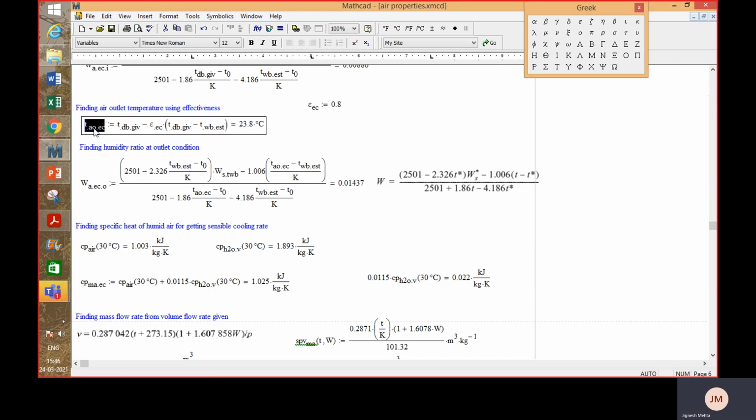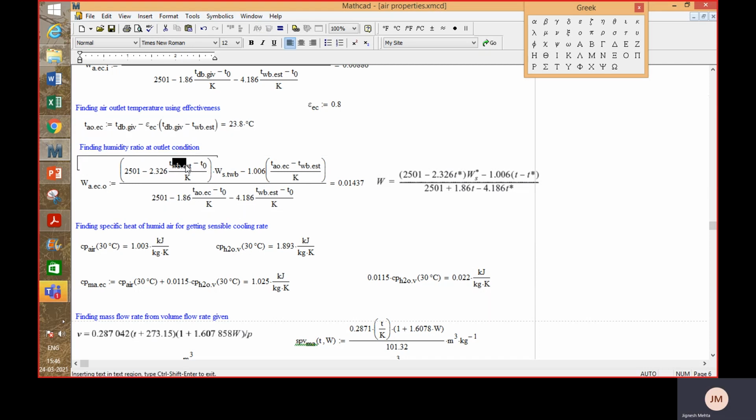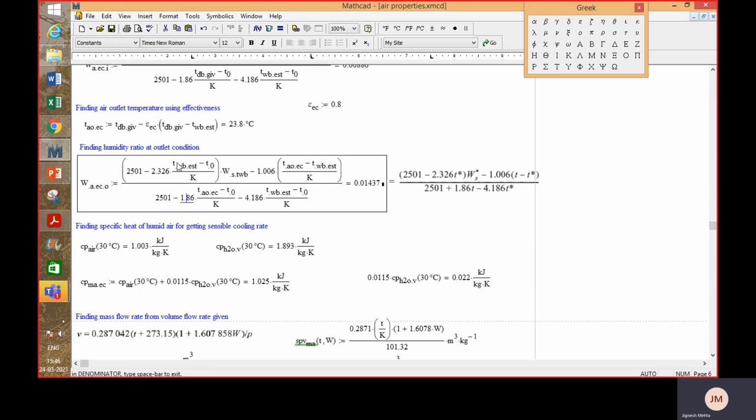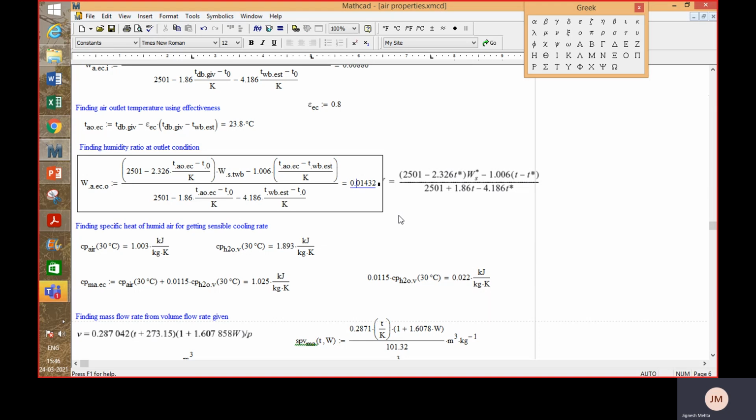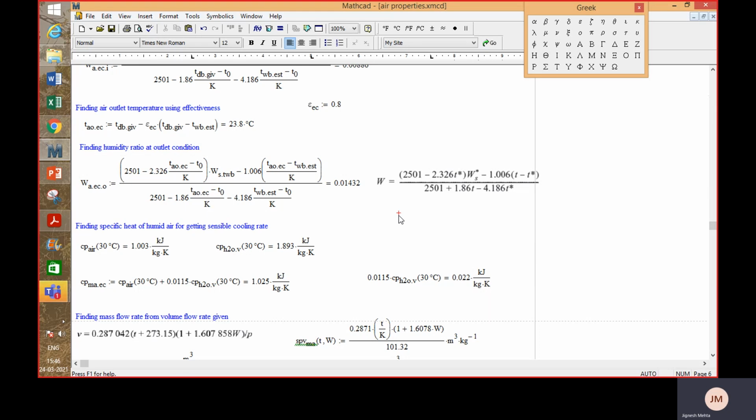So you put that value here, and with the help of that you get the humidity ratio at the outlet of the evaporative cooling process, right? It's 0.01432, or 14 grams of water per kg of dry air. So that's the humidity ratio at the outlet. With the help of this, now you can get the value of Cp, that is the specific heat.